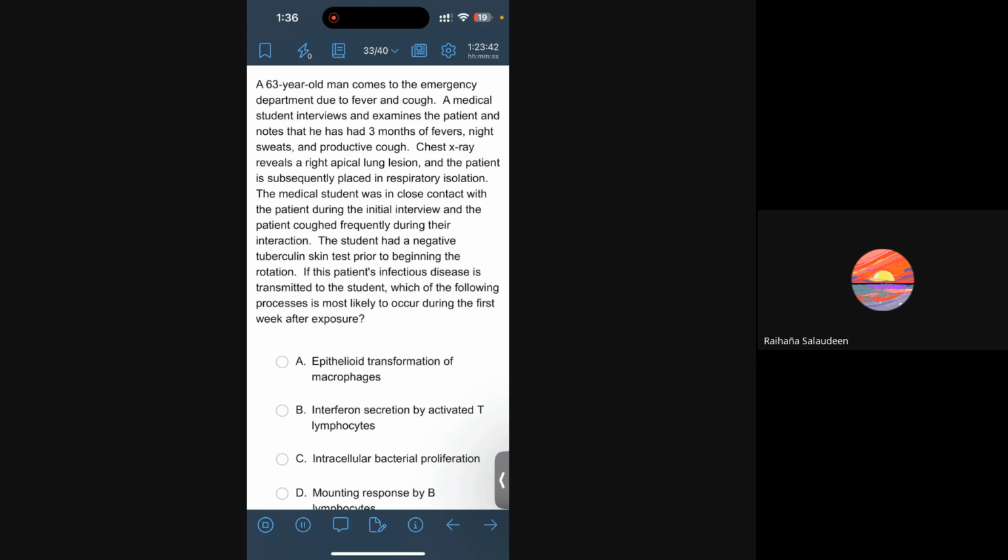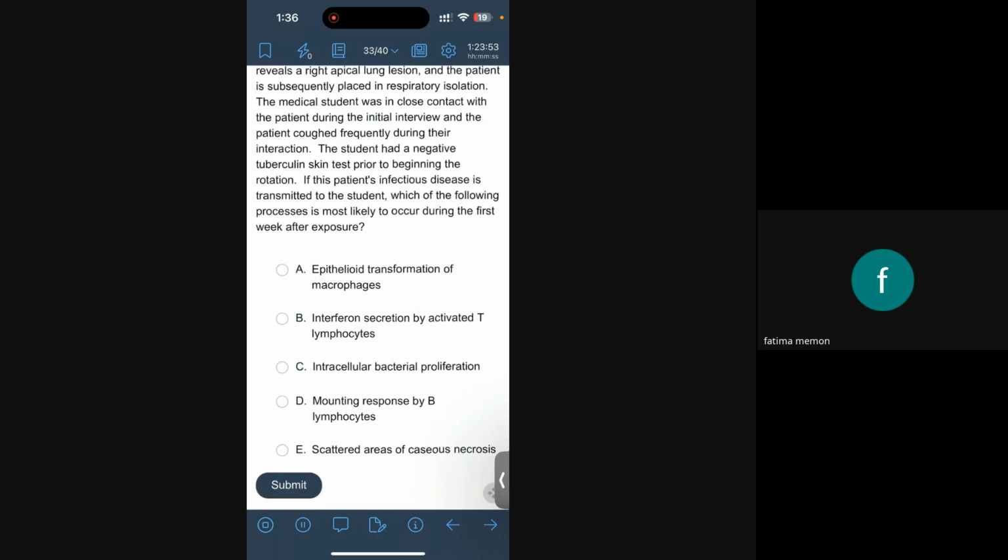Okay, what is the diagnosis here? Fever, night sweats, productive cough, right apical lung lesion, placed in respiratory isolation. The diagnosis is TB. We know caseous necrosis happens in TB. B lymphocytes? No. Intracellular bacteria, okay. Interferon secretion, okay. Epithelioid, okay. Does D occur in TB response? We know that B lymphocytes are not involved in the TB response.